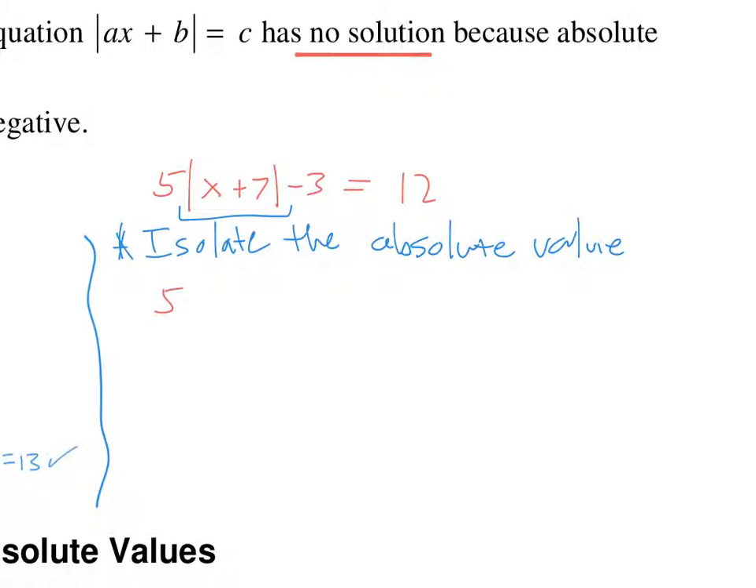So let's copy that down. 5 times the absolute value of x plus 7 minus 3 equals 12. That's not a 2, let's make that a 7, actually. So let's add 3 to both sides.